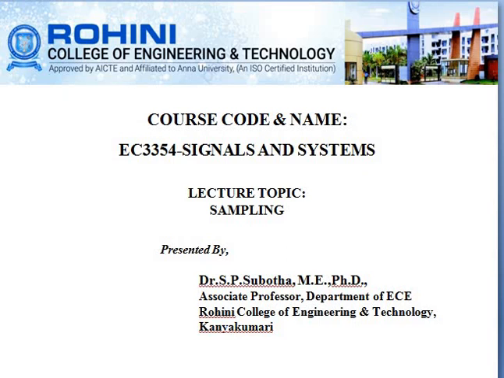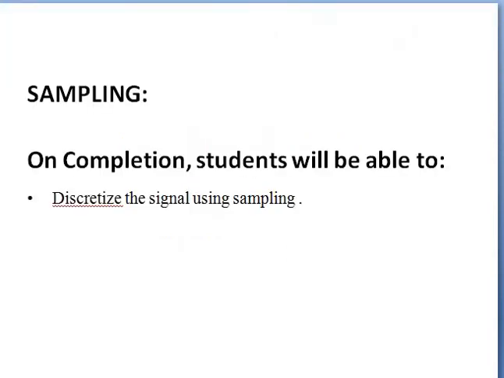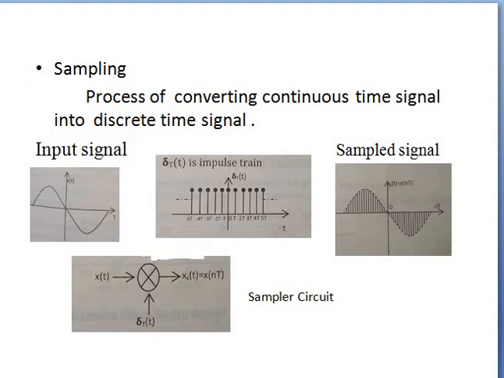Dear students, now we are going to see the course Signals and System. Under that, the topic is sampling. Upon the completion of the course sampling, the students will be able to discretize the signal using sampling. Sampling is the process of converting the continuous time signal into discrete time signal.